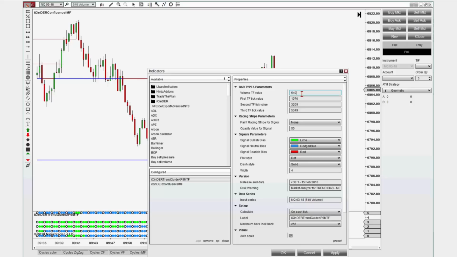540 is the volume that we need. And I'm going to change this. I'm going to put the noise level, which the noise level for the NQ is 141. And then 421 tick is the next one. And then the next one is 1264 tick. I want to leave it on this chart for now.